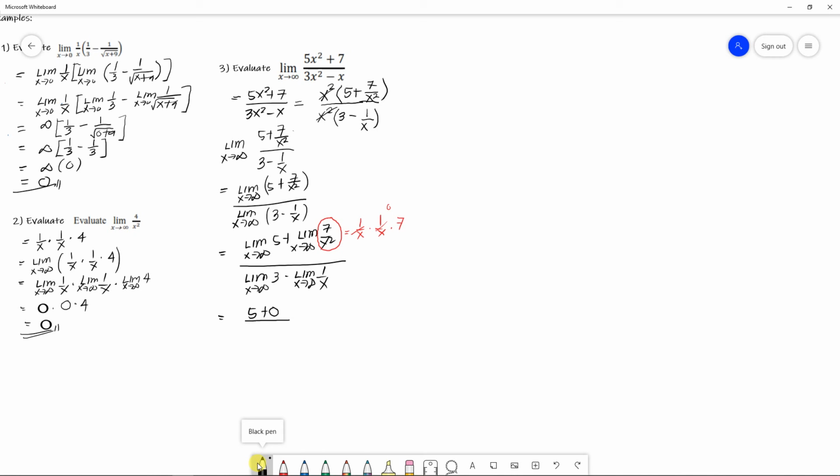Okay, so sa denominator, we have limits of constant, which is 3. Okay, minus, limits of 1 over x, where x approaches infinity is 0. So 5 plus 0 is 5, 3 minus 0 is 3. So the answer is 5/3. Okay, so that's it for our discussion on limits.